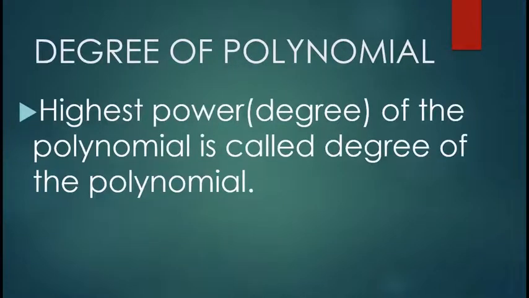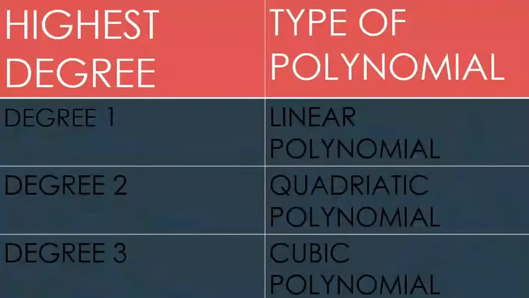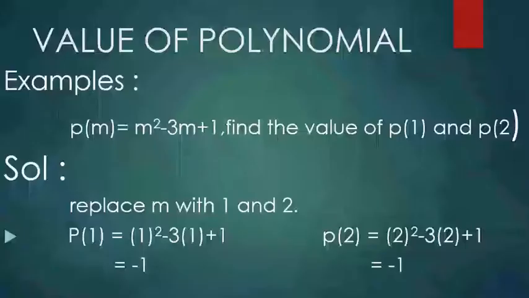Degree of the polynomial. The highest degree of the polynomial is called the degree of the polynomial. If the highest degree is 1, then that polynomial is called a linear polynomial. If the highest degree is 2, it is called a quadratic polynomial. If the highest degree is 3, it is called a cubic polynomial.